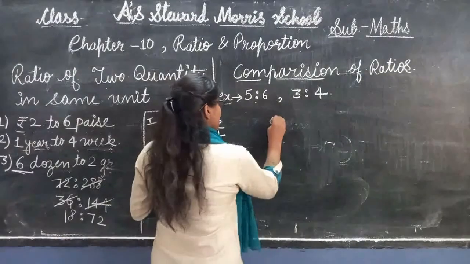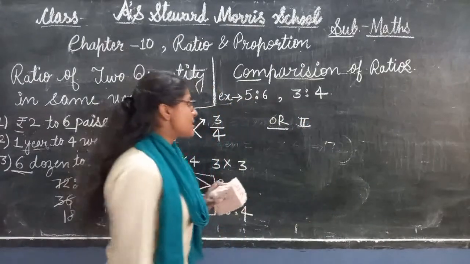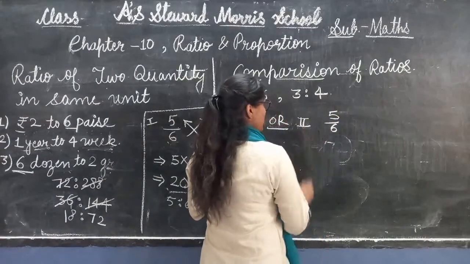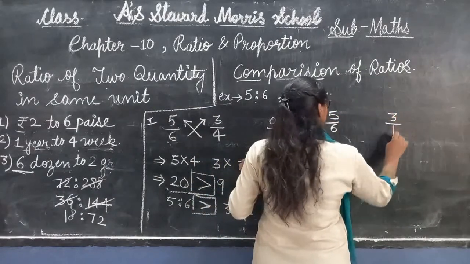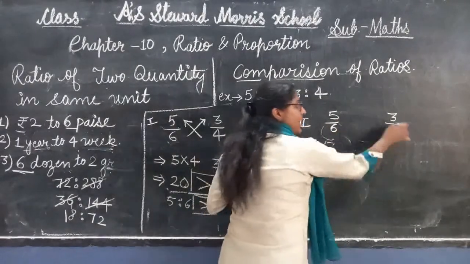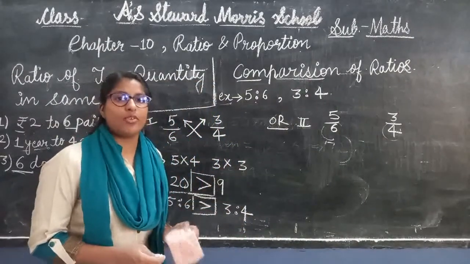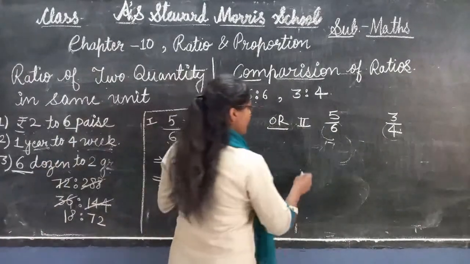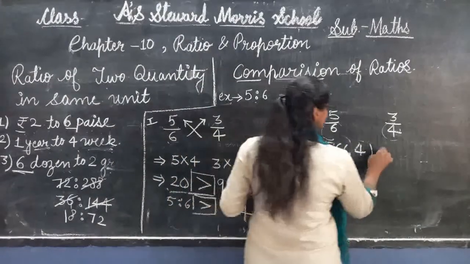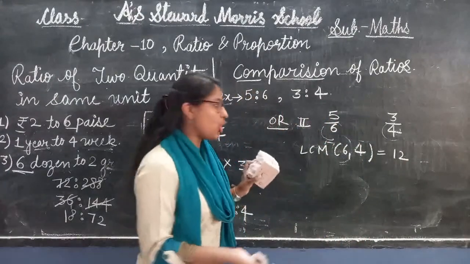The next one is the LCM method. Yes. In LCM method, again, firstly we need to express in the form of fraction, 5 upon 6 and 3 upon 4. Okay. We need to take the LCM of 6 and 4. What is the LCM of 6 and 4? Yes, 12 is the LCM. So LCM of 6 and 4 is equal to 12. Because these are small numbers, you can easily calculate it orally.